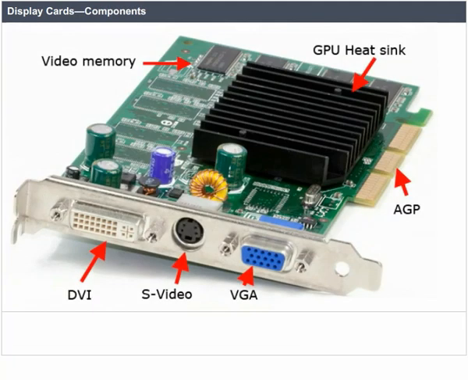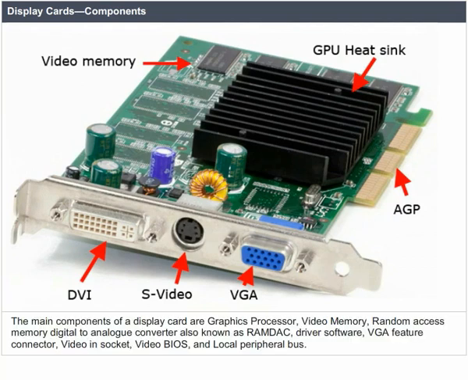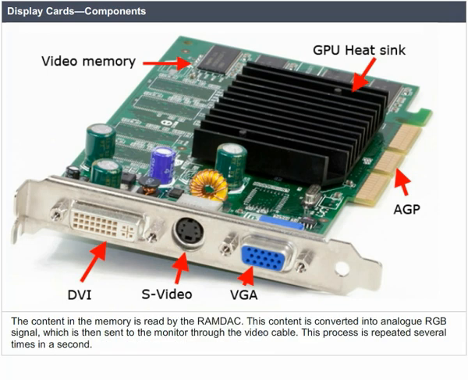Display cards. Components. The main components of a display card are graphics processor, video memory, random access memory digital to analog converter, also known as RAM/DAC, driver software, VGA feature connector, video in socket, video BIOS, and local peripheral bus. The content in the memory is read by RAM/DAC. This content is converted into analog RGB signal, which is then sent to the monitor through the video cable. This process is repeated several times in a second.